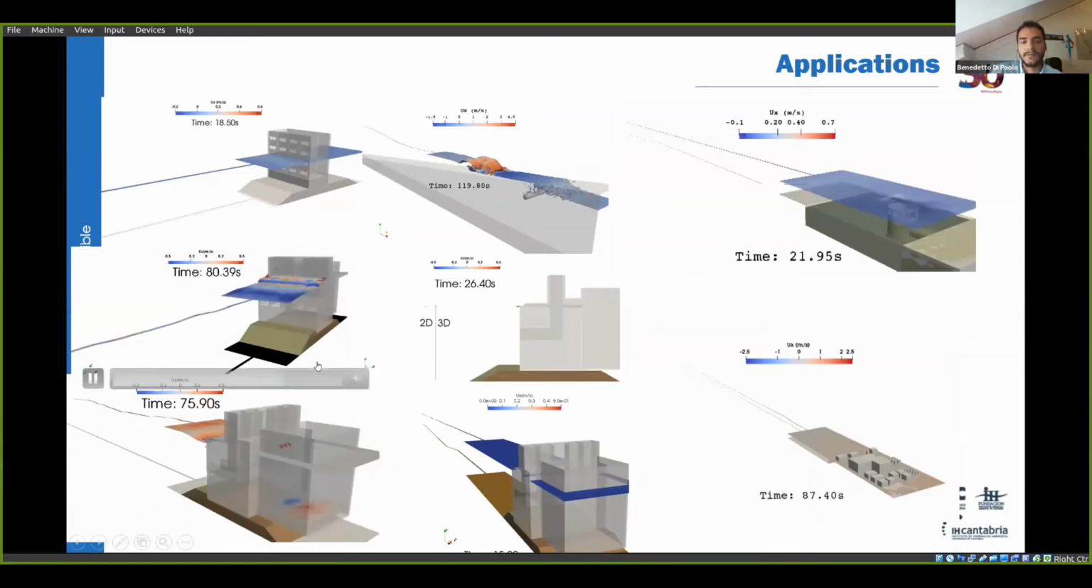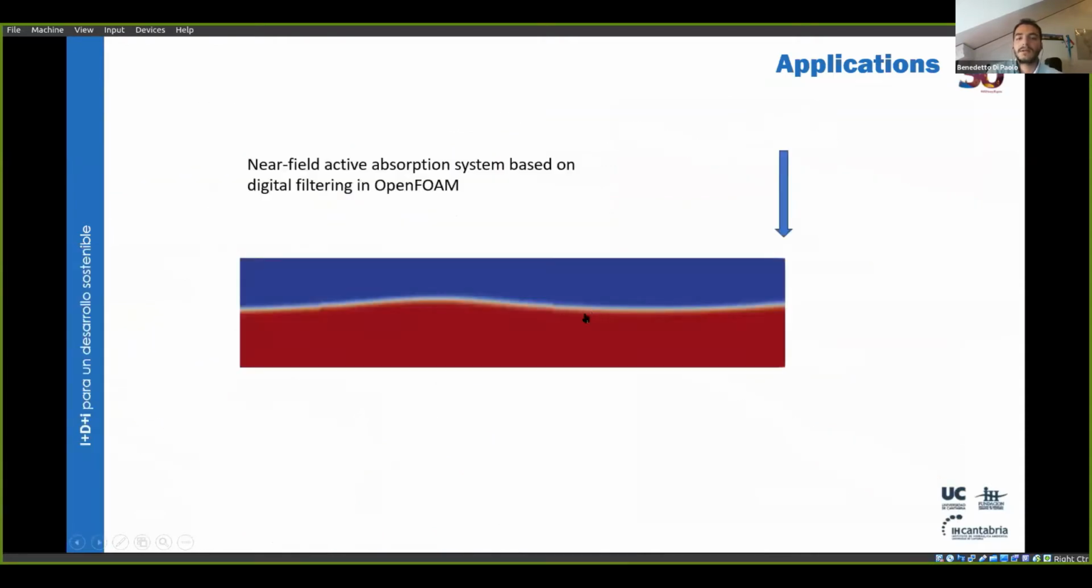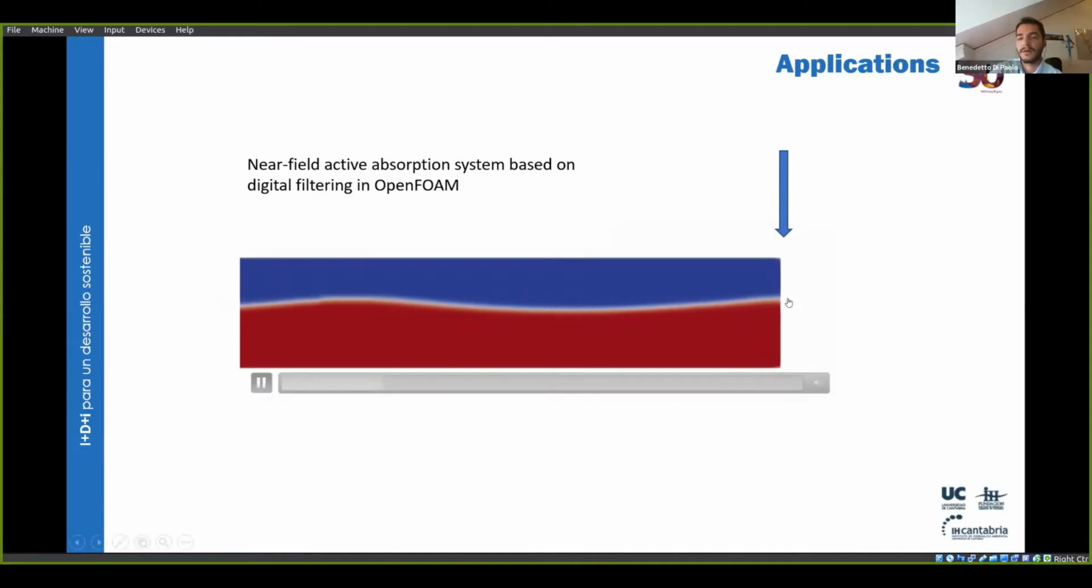So we validated our model for all these complex cases, and now we are including a new method for active absorption of reflected waves, in order to improve the capabilities of the existing numerical CFD models for active wave absorption. In this method, we used a near-field method based on digital filtering. We implemented it in the OpenFOAM platform, and it is based on the moving boundary method.